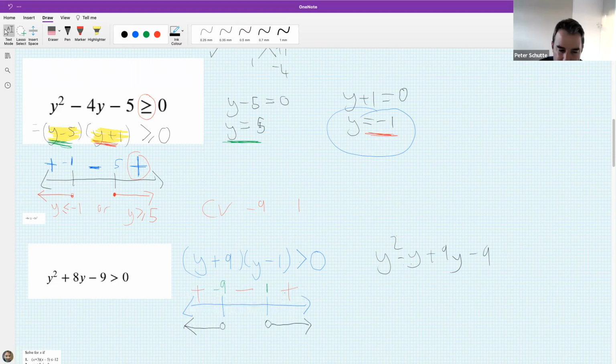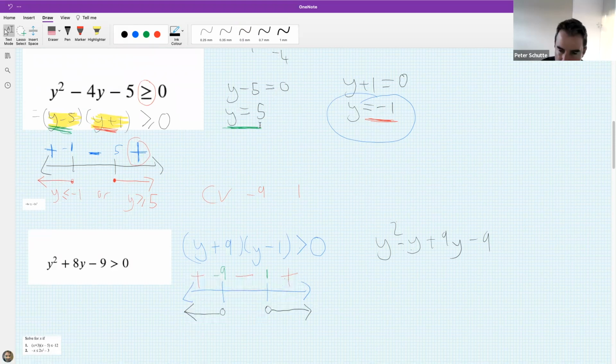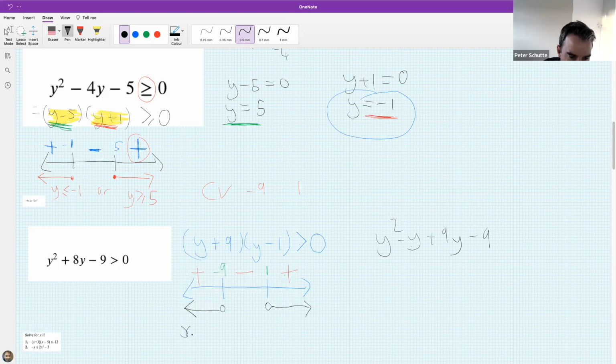Oh, I see time is short, so let me put the answer in here. So y should be less than minus 9, or y should be greater than 1. And that will be my final answer for today.